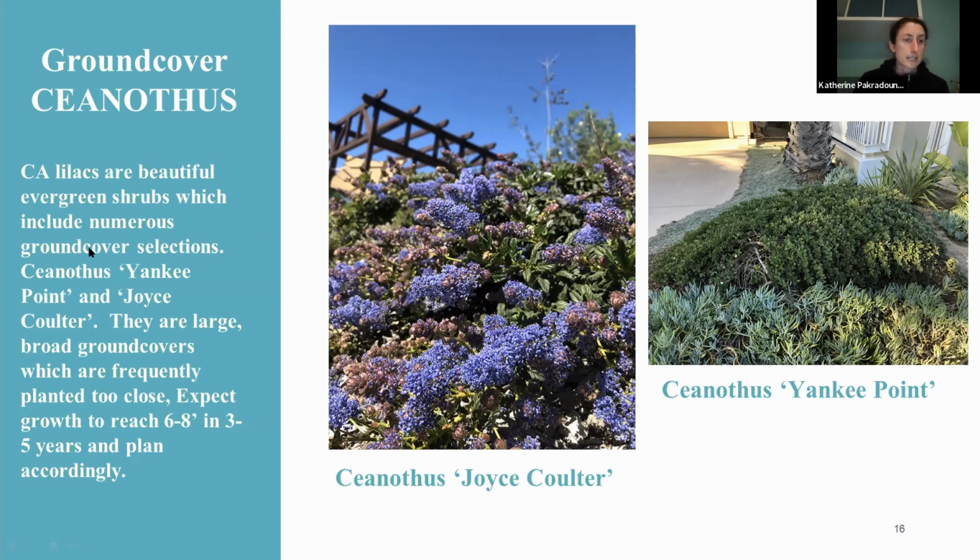So like it says here, don't plant them too close to each other because they're going to spread. Yankee Point can spread easily to 8 feet, and Joyce Coulter as well. So don't plant them too close to each other, and be aware that Ceanothus tend to be a little bit more touchy when it comes to summer irrigation.